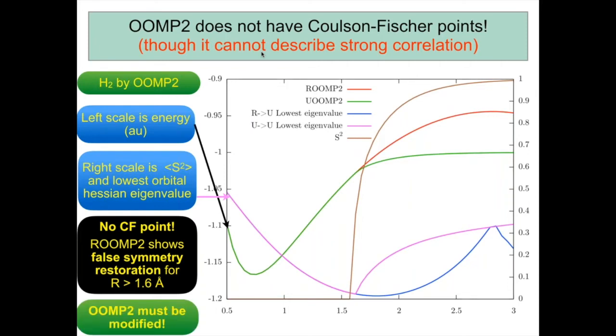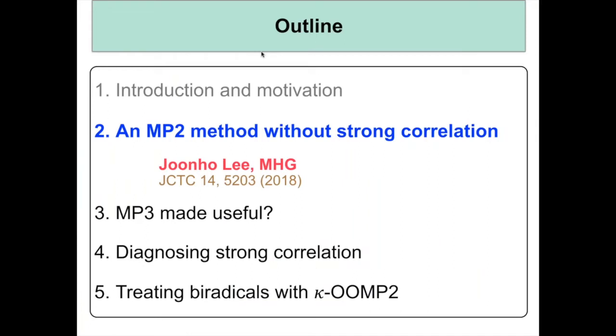We need to change the method. And so the method I'm telling you about today is a modification of MP2 to fix this problem and to make it substantially more useful. Okay, so this is then on to part 2, which is about an MP2 method without strong correlation.